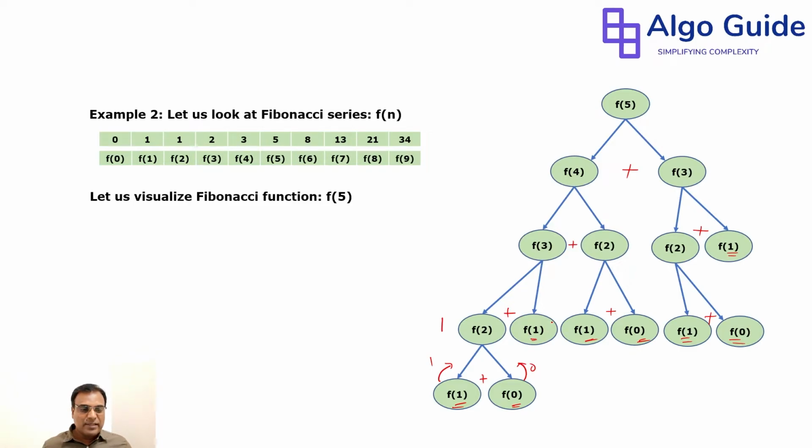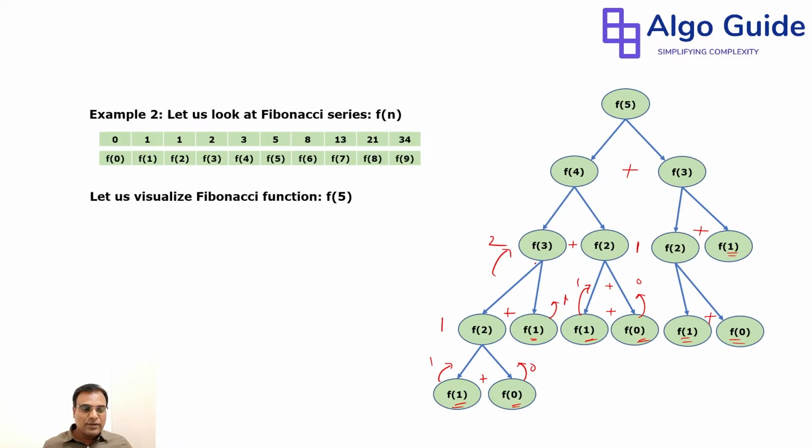Similarly, f of 1 is the base condition, it returns 1. F of 2 is already computed with the value 1. So 1 plus this value 1 will give you the value 2. F of 3 is 2. Similarly, f of 1 here returns 1. F of 0 returns 0. The sum of these two is 1.